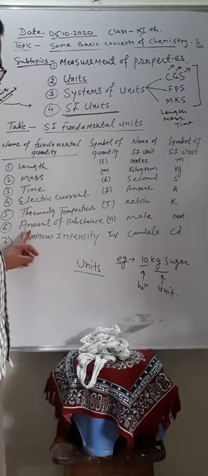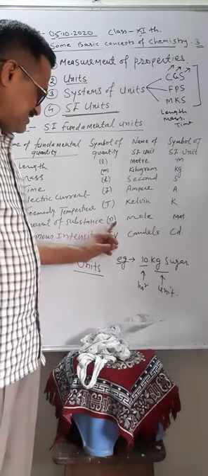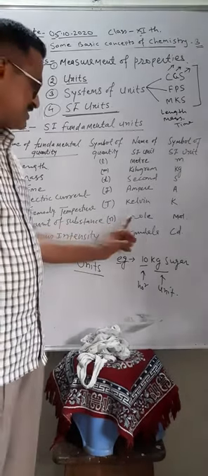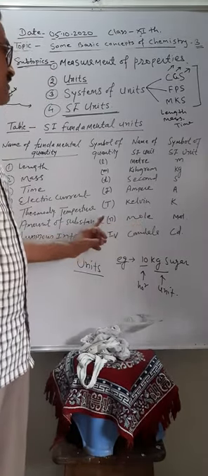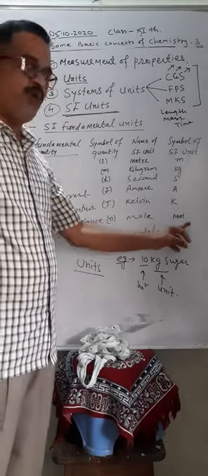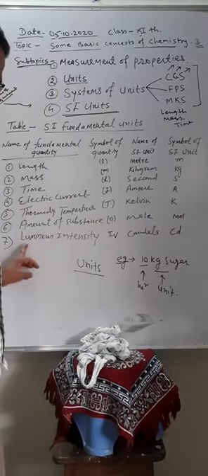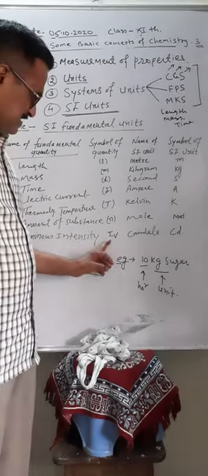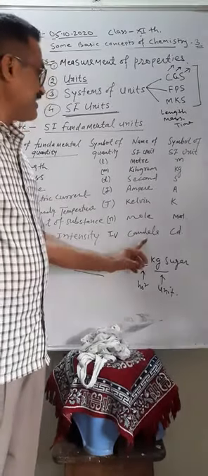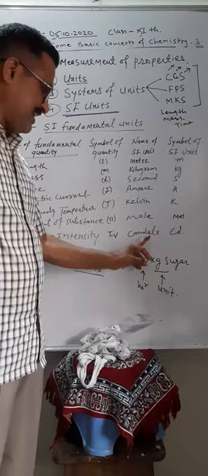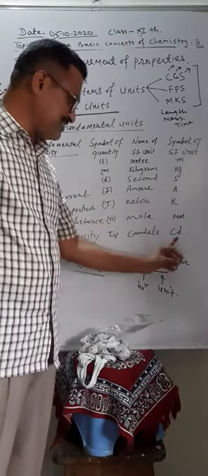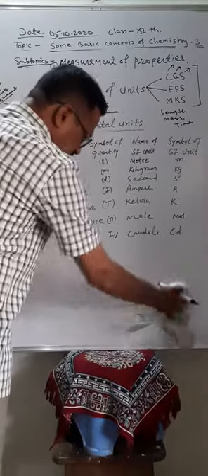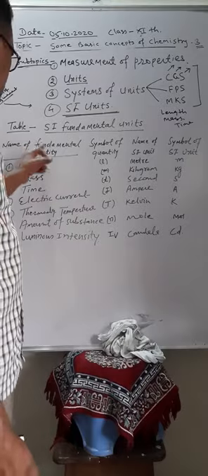Then the sixth fundamental quantity is amount of substance. It is represented by small n, and the SI unit of amount of substance is mole, MOLE, and the symbol for this SI unit is MOL. Then the last is the luminous intensity. This is the last fundamental quantity. It is represented by capital I V. Its SI unit, name of SI unit is candela, and the symbol for the candela is CD. So in this way, the SI units are derived from these fundamental quantities.